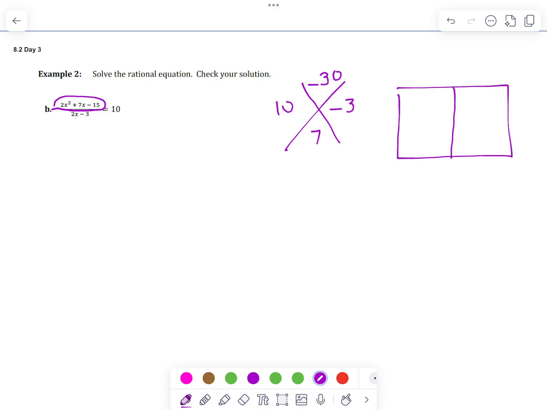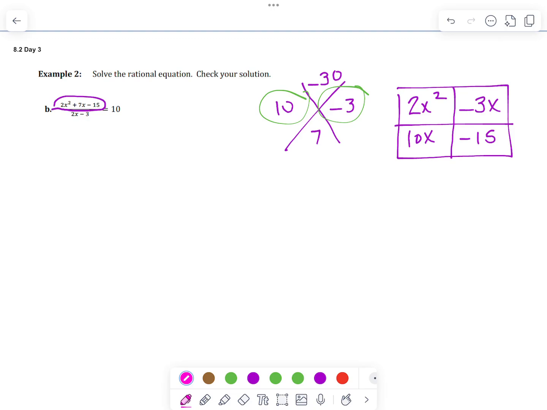The reason we have to do the box is our a is greater than 1. So the upper left is 2x squared. The bottom right is our negative 15. And then remember, the sides of our diamond make up our last two terms, 10x and negative 3x. Now we take out the GCFs of the rows and the columns.